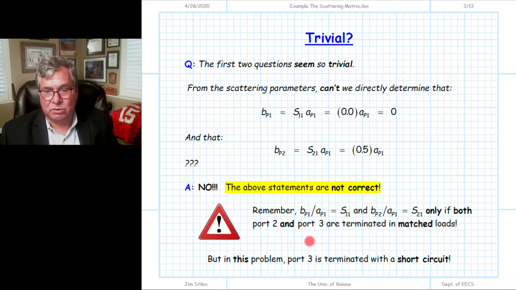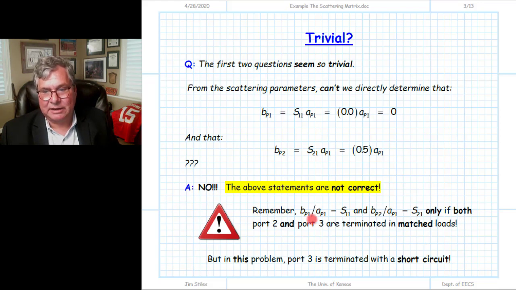The problem is, of course, in this case, port 3, as we found, is terminated in a short circuit. Because it's terminated in a short circuit, it will reflect power, and wave energy will propagate back toward port 3. There will be a wave incident on port 3. It is the wave that reflects off the short circuit that is connected to port 3.